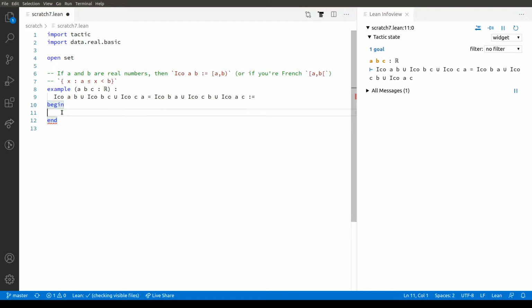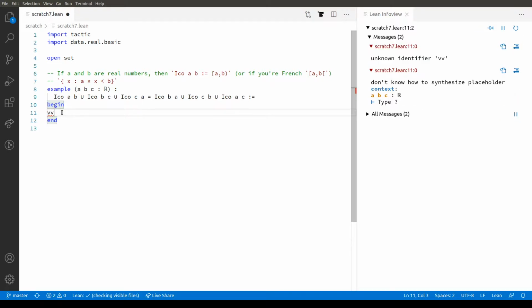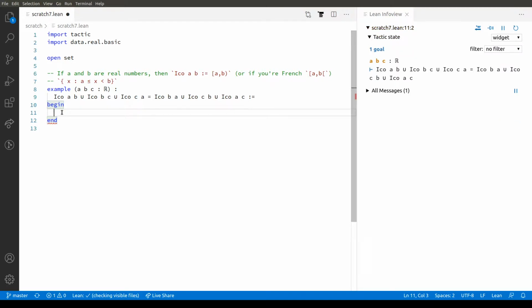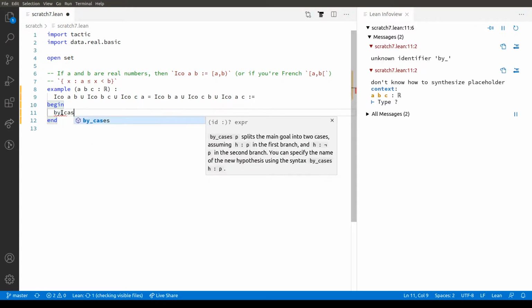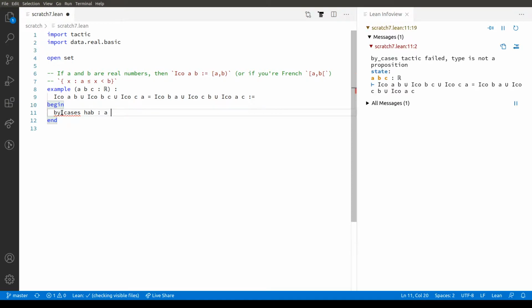Is this true or not? I don't know. Let's find out. Clearly, the truth value of the question only depends on the order of A, B, and C, right? So let's split on those six cases. Let's try this. My case is h, A, B: A is less than B.